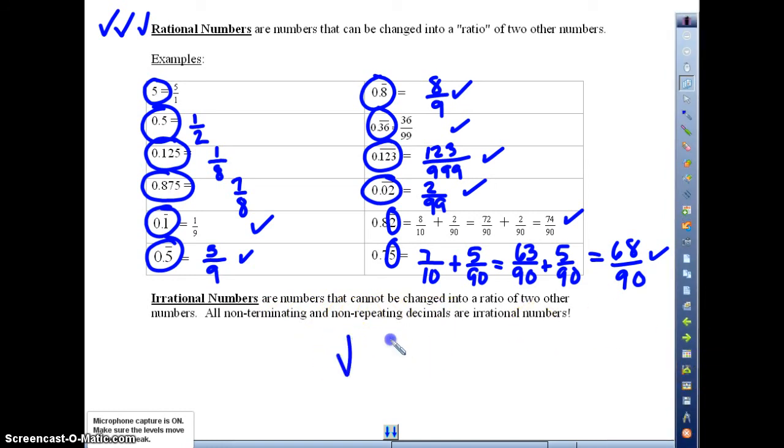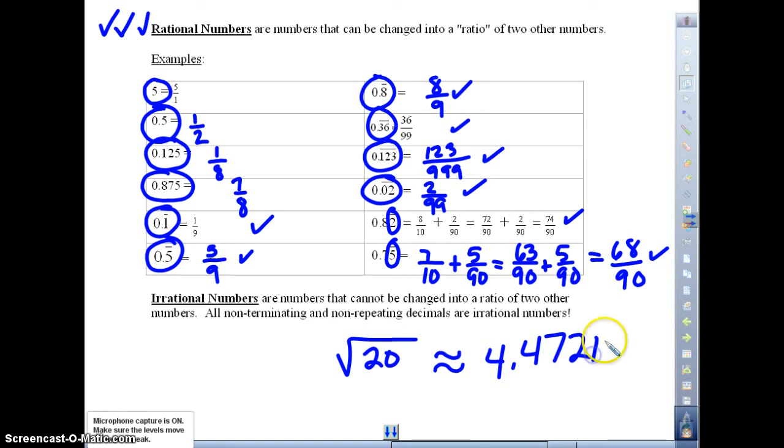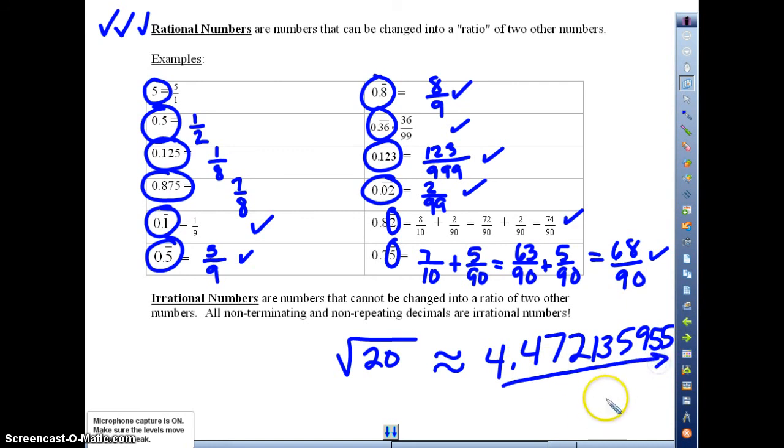Just like when we were taking the square root of 20. Square root of 20, and I'm going to use the symbol approximately equal to, the square root of 20 is approximately equal to 4.472135955... It goes on forever. It never terminates and it never repeats, and we call this irrational. Anytime you take the square root of a number that's not a perfect square, you get an irrational number. Okay? All right. Moving on.